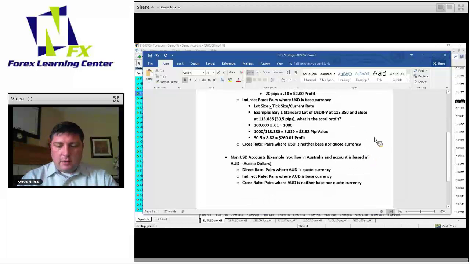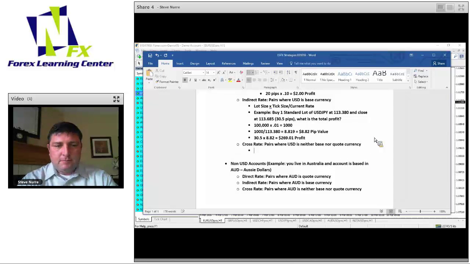And then for a cross rate transaction, this is where it gets a little bit complicated. Lot size times tick size times base currency quote to you in US dollars, divided by the current rate or opening rate.